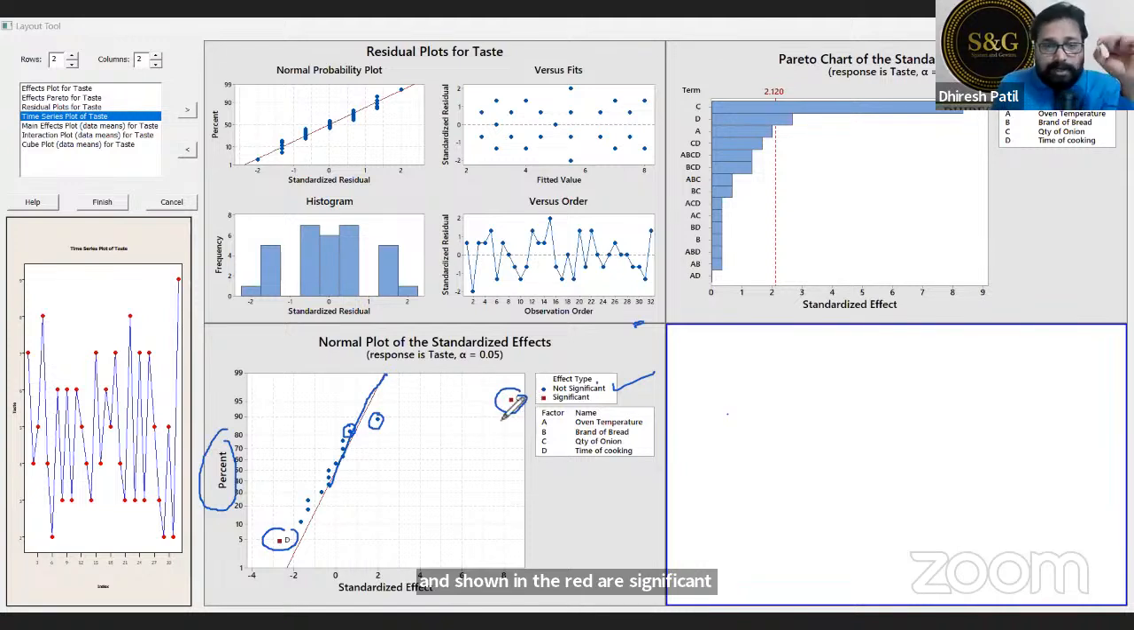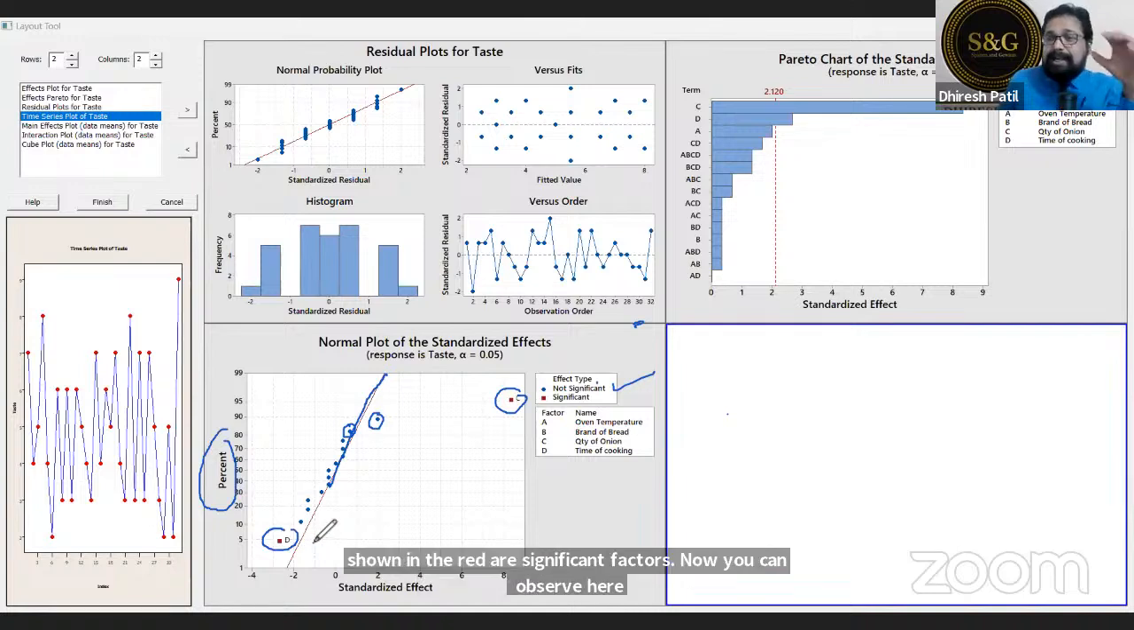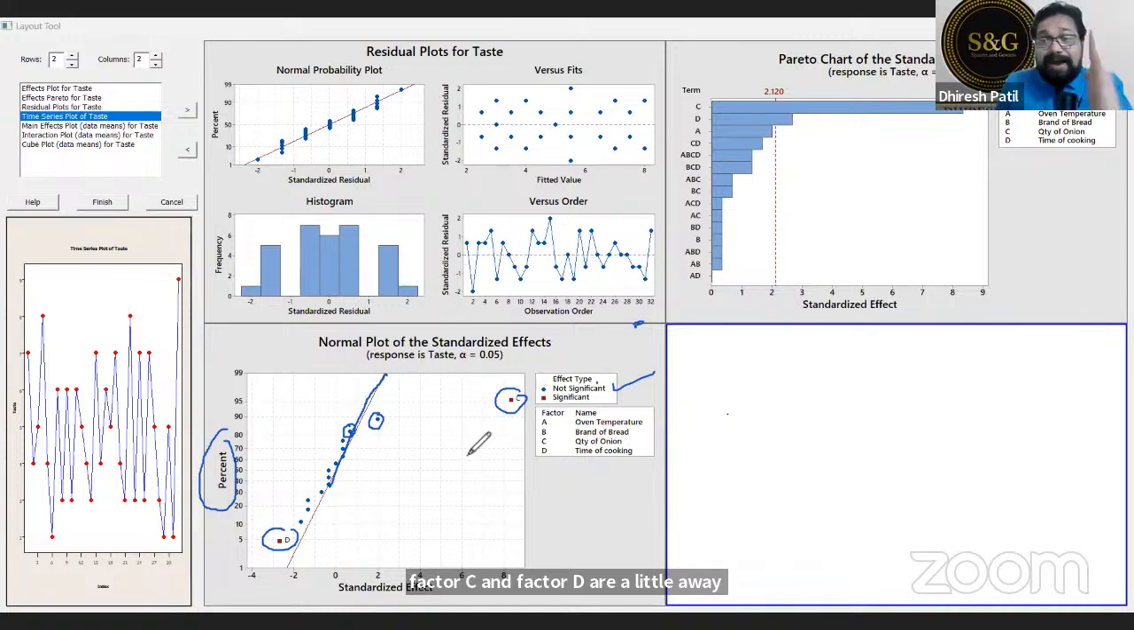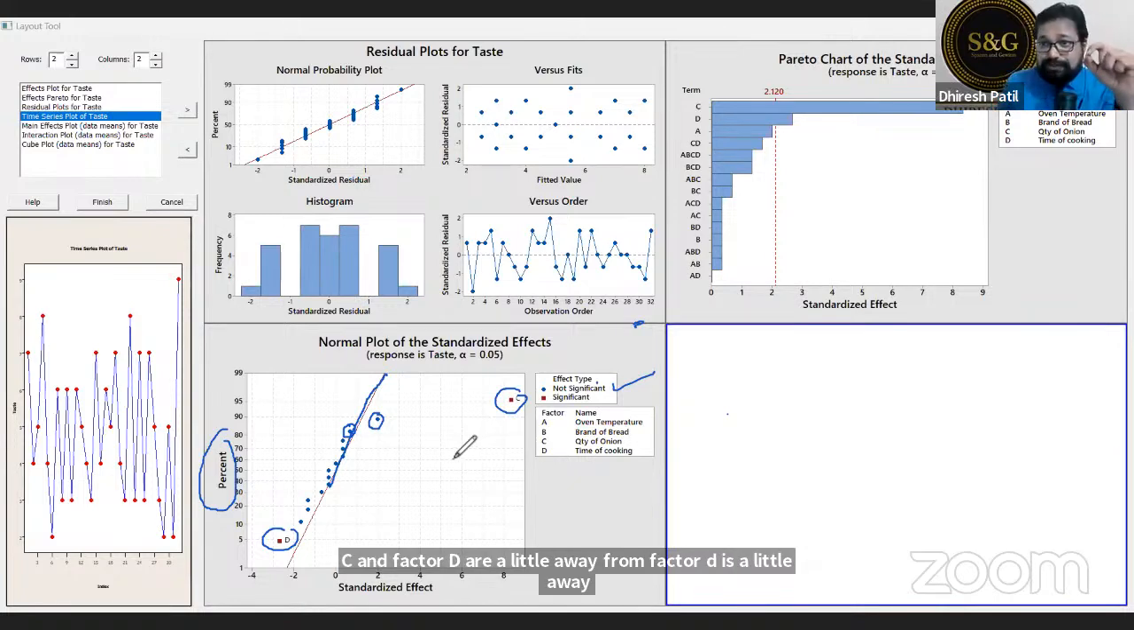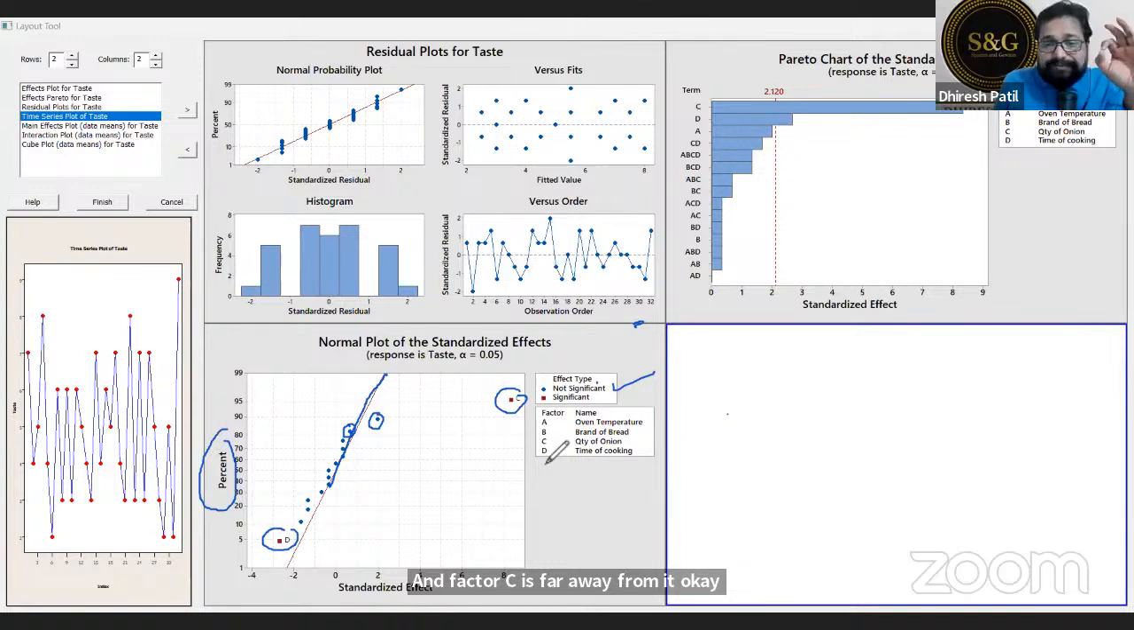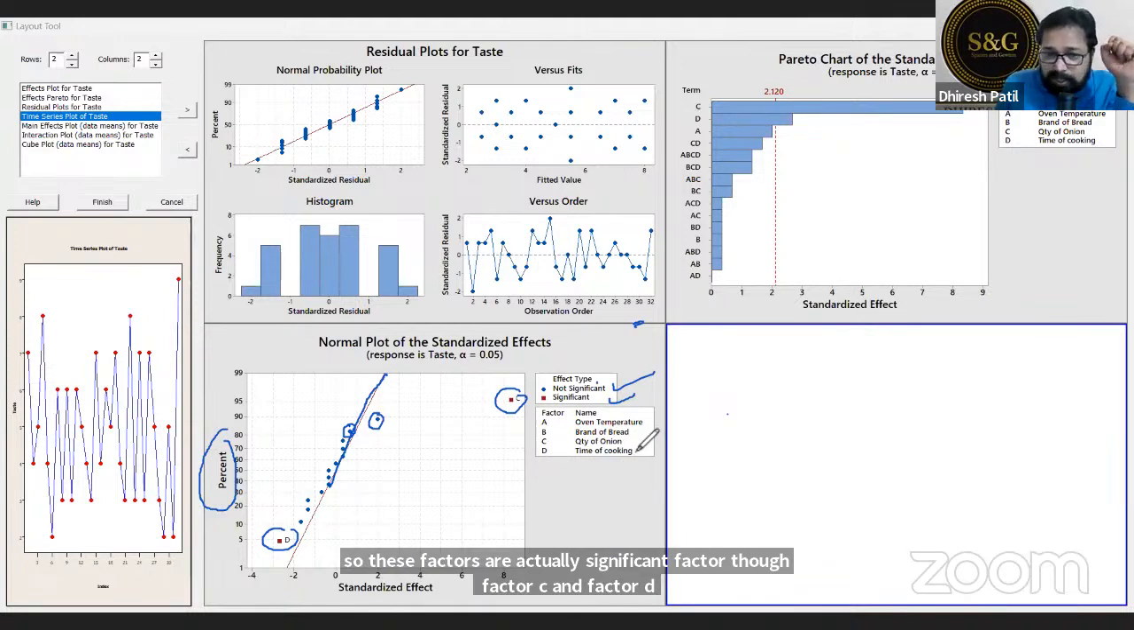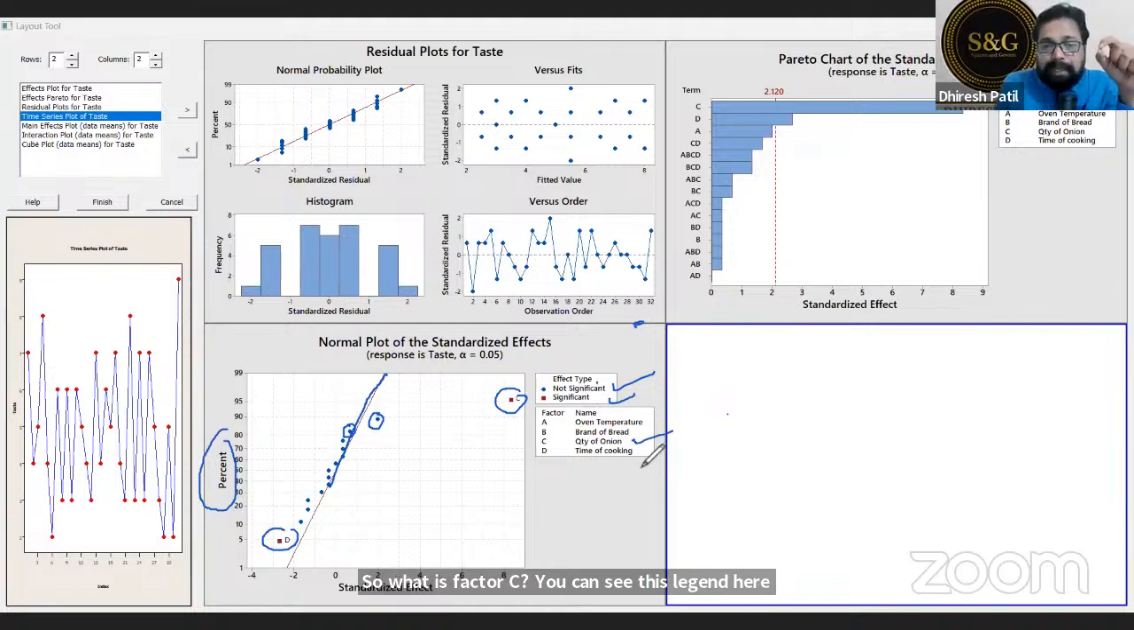Now you can observe here, factor C and factor D are away from this line of significance. Factor D is a little away and factor C is far away from it, right? So these factors, C and D, are actually significant factors. So what is factor C? You can see this legend here. Factor C is quantity of onion and factor D is time of cooking. Clear, everybody? C and D clear hai? Okay. So what do we see here? These two factors are critical factors.